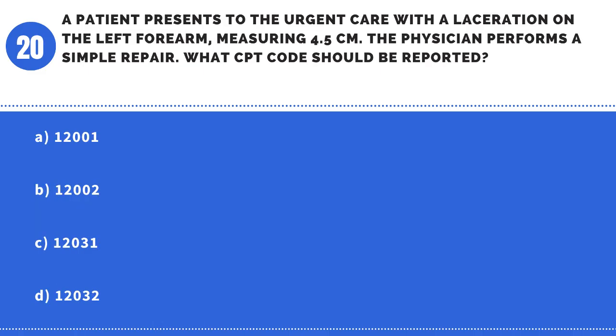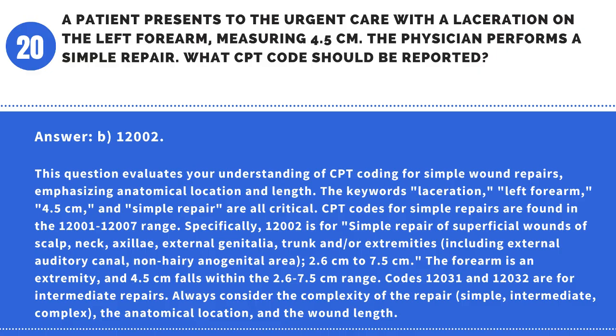Question 20. A patient presents to the urgent care with a laceration on the left forearm, measuring 4.5 cm. The physician performs a simple repair. What CPT code should be reported? A. 12001. B. 12002. C. 12031. D. 12032. Answer B. 12002. This question evaluates your understanding of CPT coding for simple wound repairs, emphasizing anatomical location and length.